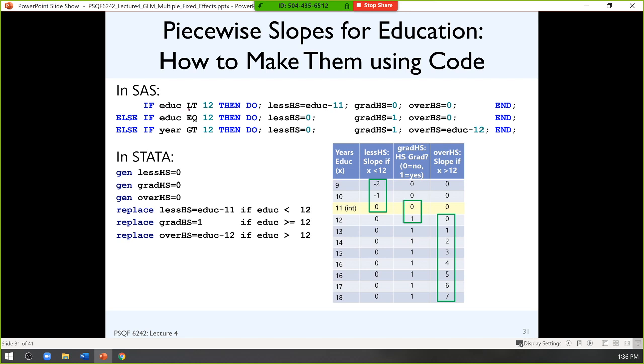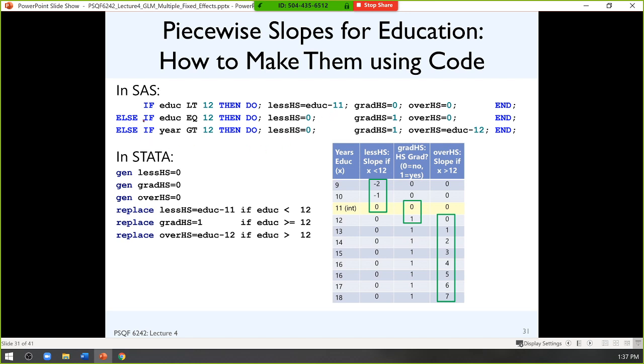If education is less than 12, then my first column is going to be the original education variable minus 11. It's 11 because that's where I want my intercept to be. So if you're talking about somebody who went to 11th grade, then this whole row will zero out and they'll become my intercept. 11th grade education is the reference intercept for the model.